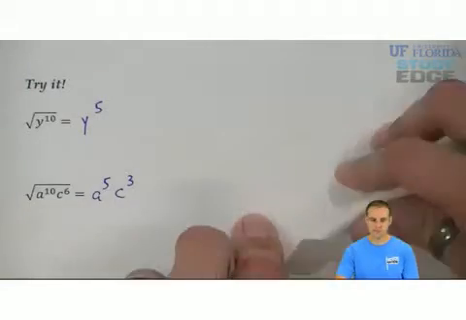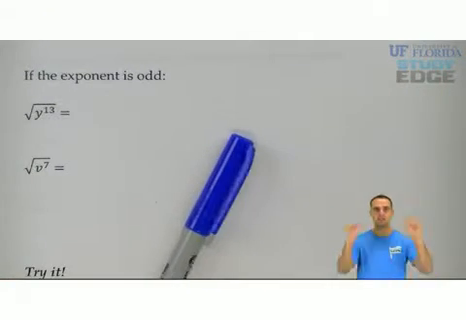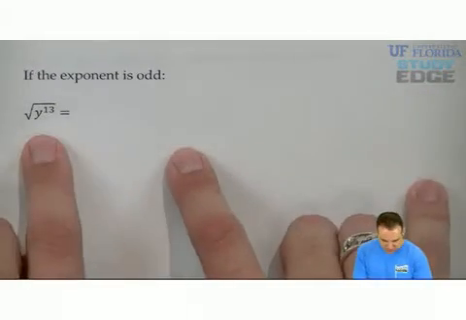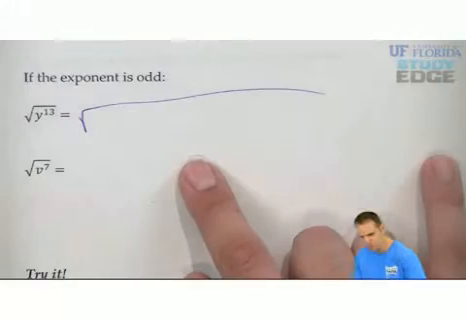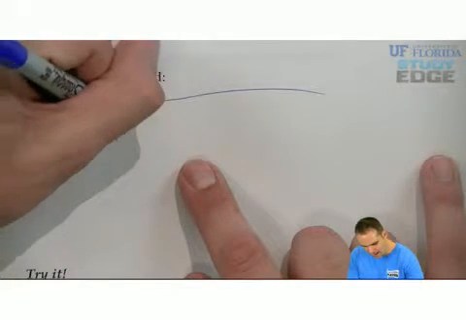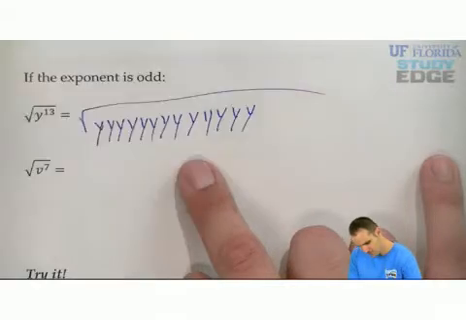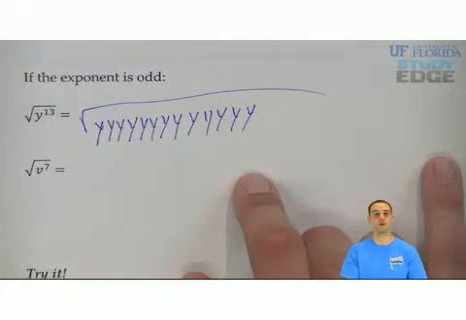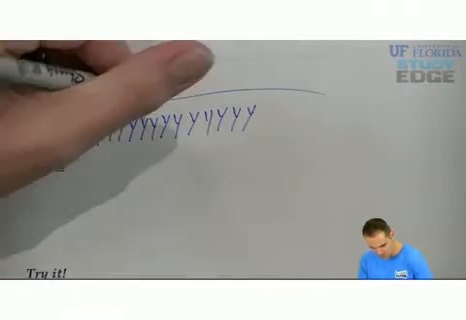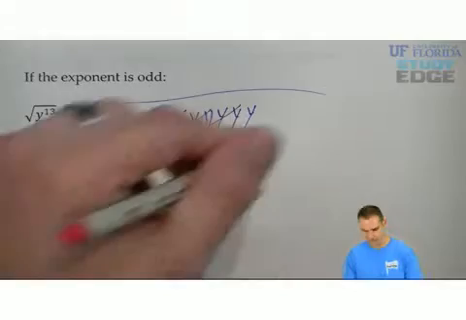But that's if it's all even. What if it's odd? Y to the 13th is, I can't do that with all my fingers. Y to the 13th is 13 y's. So how many pairs is that? I mean, if you had to, you could write out y 13 times. That is 1 pair, 2 pair, 3 pair, 4 pair, 5 pair, 6 pairs with 1 left over. So that would be y to the 6th with 1 left over.